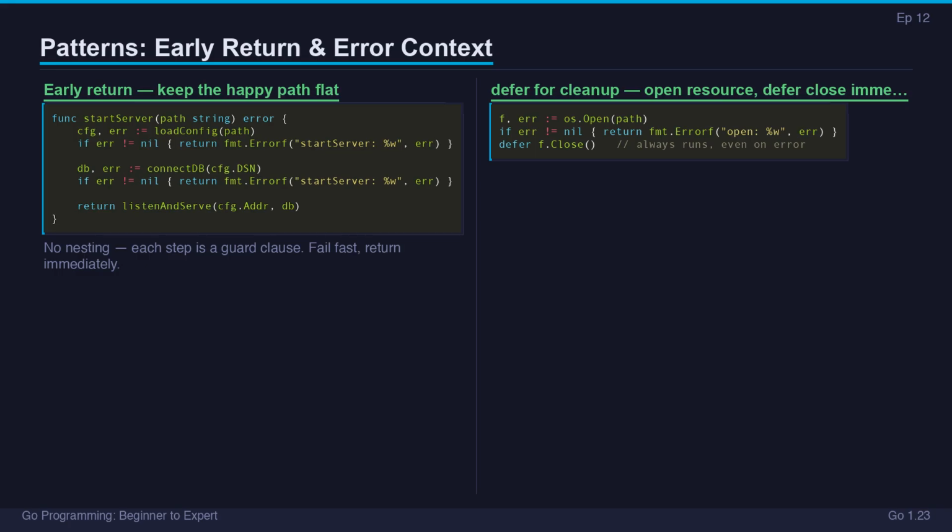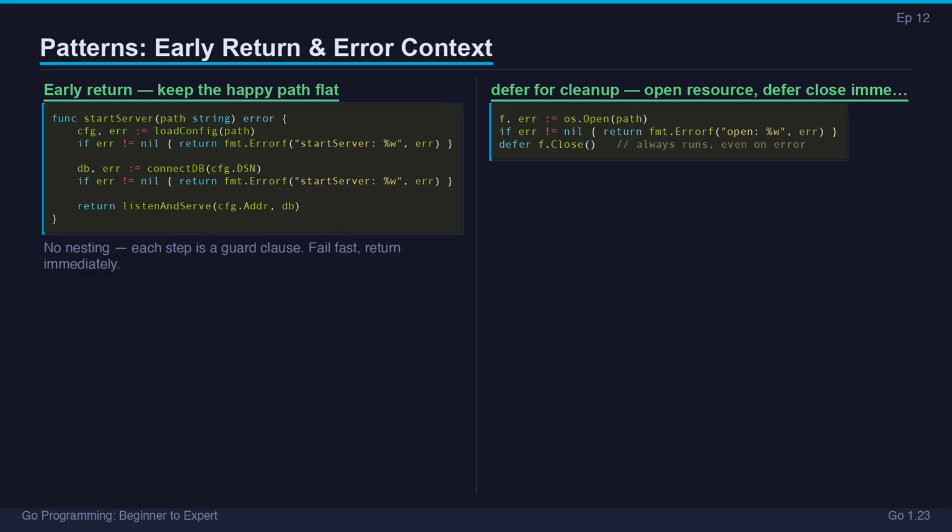Add context at every layer. A rule: wrap errors with the name of the function that failed. The resulting error message reads like a call stack. startServer, connectDB, dial tcp: connection refused tells you exactly where to look. Don't double log. A common mistake is logging an error and returning it, then the caller logs it too. Log once at the point where you handle it, usually near the top. Intermediate functions should wrap and return, not log and return.